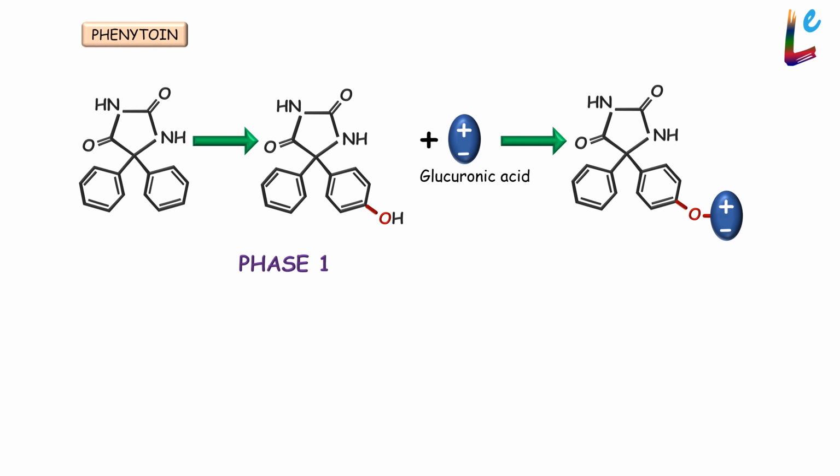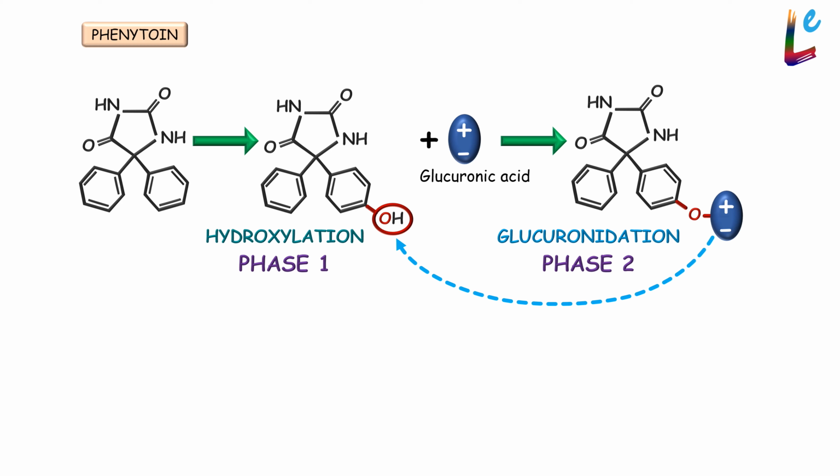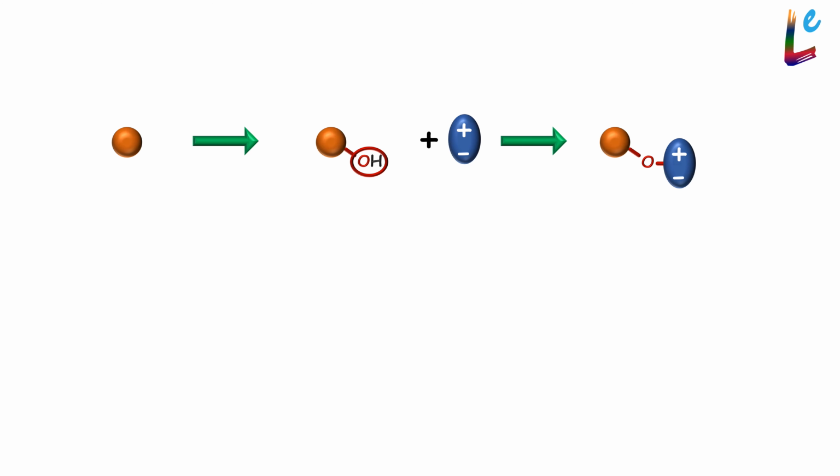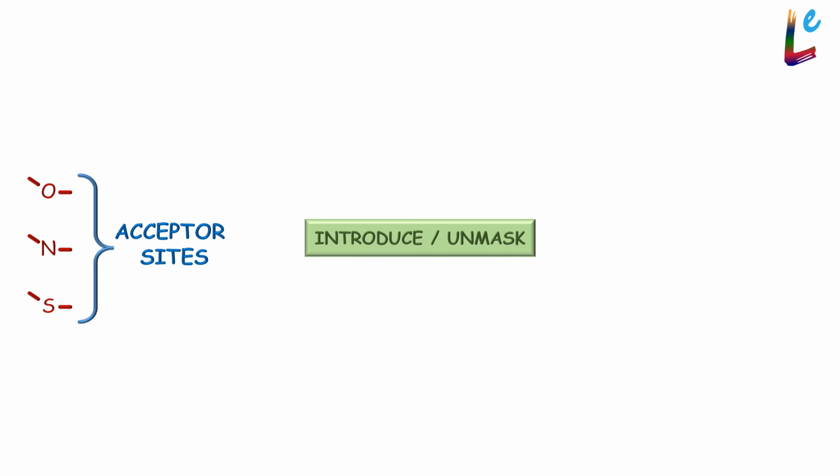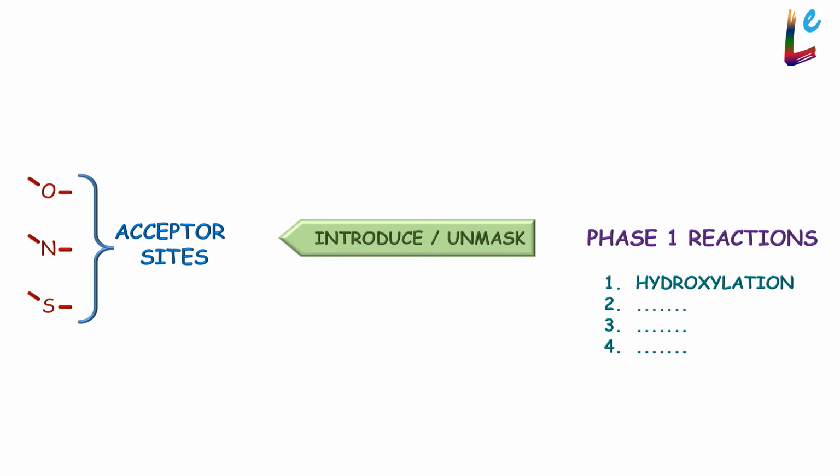In phase 1, a hydroxyl group was introduced, and then in phase 2, a glucuronic acid moiety is conjugated with it. Here, the newly introduced hydroxyl group provided an oxygen atom that acts as an acceptor site for the glucuronic acid moiety. In a xenobiotic molecule, in addition to oxygen, nitrogen or sulfur atoms can also act as acceptor sites. Such acceptor sites can be introduced or unmasked by many reactions other than hydroxylations too.